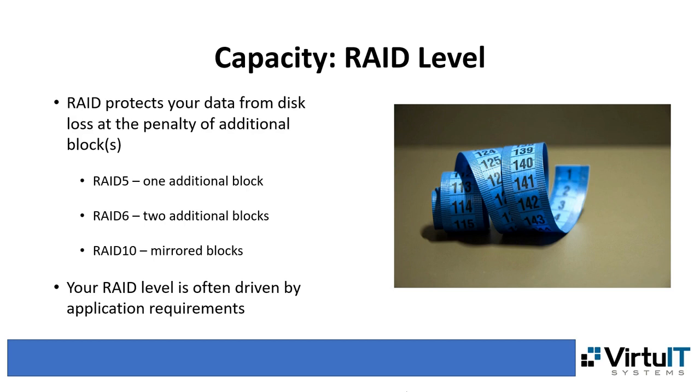RAID levels. RAID protects your data from disk loss, and the penalty is you have to write an additional block. So in RAID 5, you're going to write one additional block of parity. In RAID 6, you're creating these 2 additional blocks of parity. In RAID 10, we're actually mirroring all of the blocks.